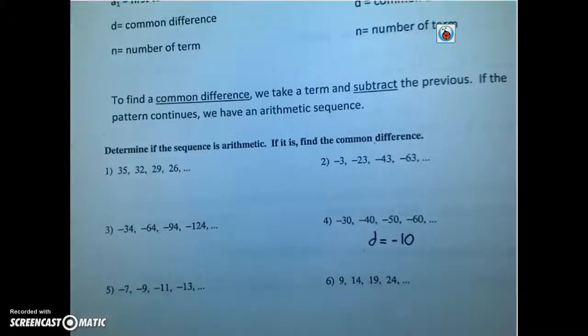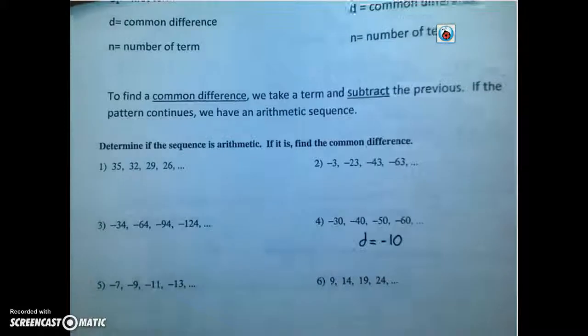Some of them will follow a pattern, some of them won't follow a constant pattern, in which case those might not be arithmetic. So be on the lookout for that as a potential thing as well. Otherwise, they're going to have a common difference.